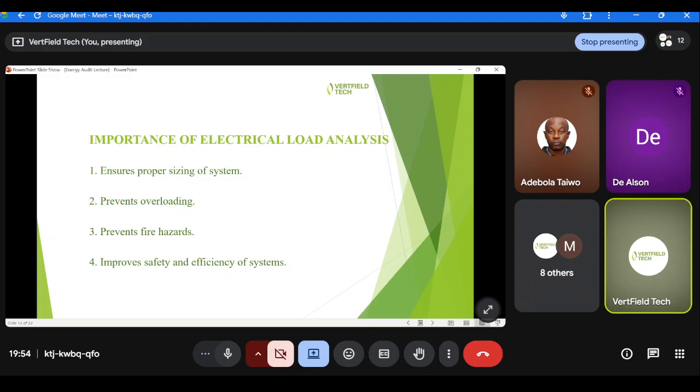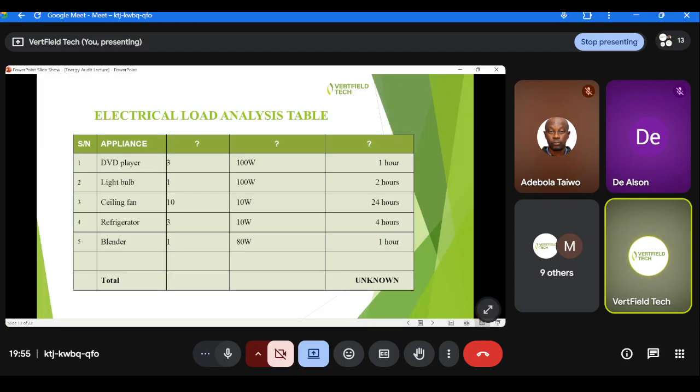So, importance of electrical load analysis. It ensures proper sizing of the system. It prevents overloading. It prevents fire hazards. It improves safety and efficiency of your solar system. That is very correct. Now, this is the critical moment we have been waiting for. This is the point we have been working to get to. This is the question that most persons have always asked.